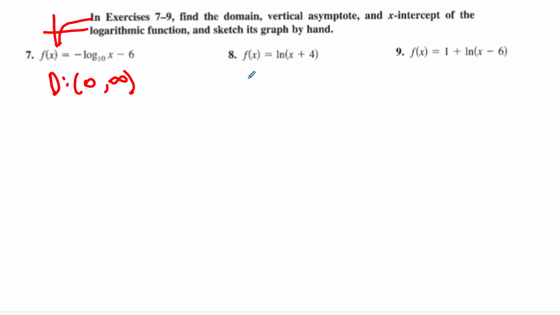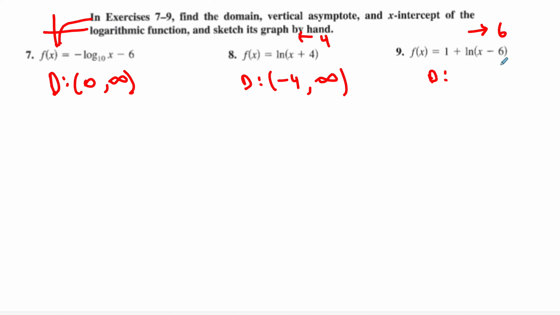Let's do these domains too. This one has been shifted 4 units in the negative direction. Normally it would be 0, but it's been shifted 4 in the negative direction, so I would argue the domain is negative 4 to infinity. Same logic here, except it's been shifted 6 units. Now this is a vertical shift, so that's not going to affect the domain. It's just shifting the whole graph.